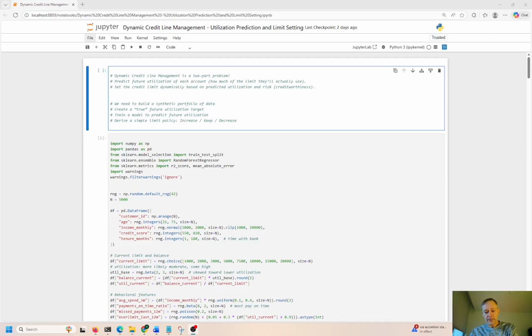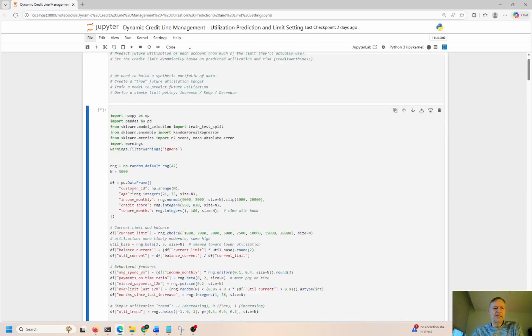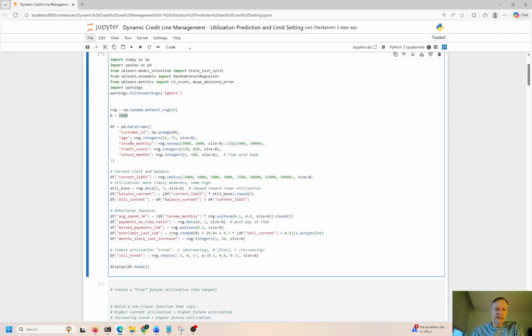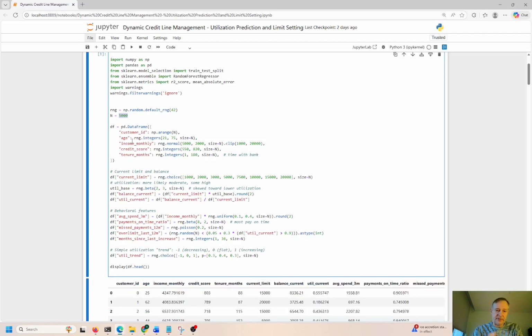Okay, so let's go ahead and look at a data sample right here. I am going to create a synthetic data set here showing customers, age of the customer, monthly income, credit score, and number of months that the person has been a customer.